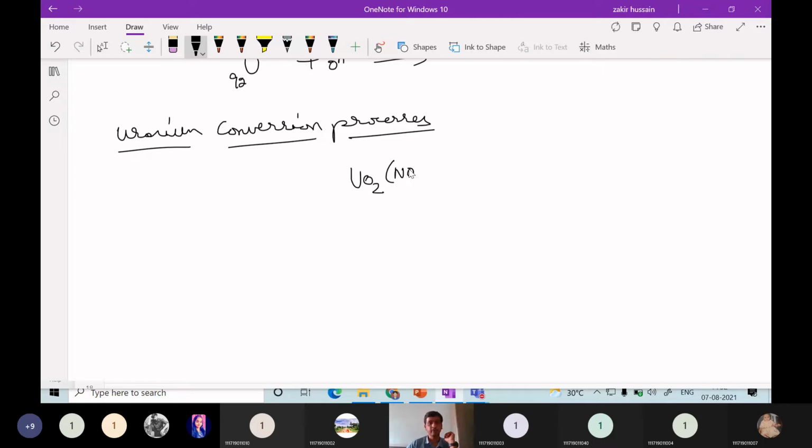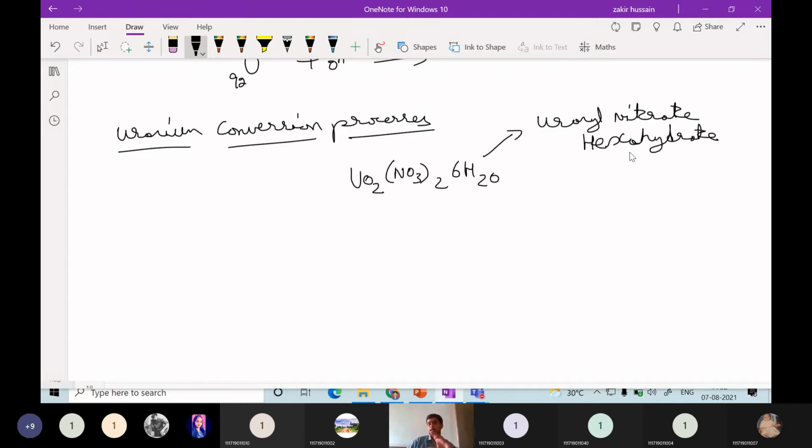UO2(NO3)2·6H2O. This is called uranyl nitrate hexahydrate. When uranium is in this form, we can use this ore to denitrify. The first step in conversion is the denitration of this uranyl nitrate hexahydrate. This is called denitration.